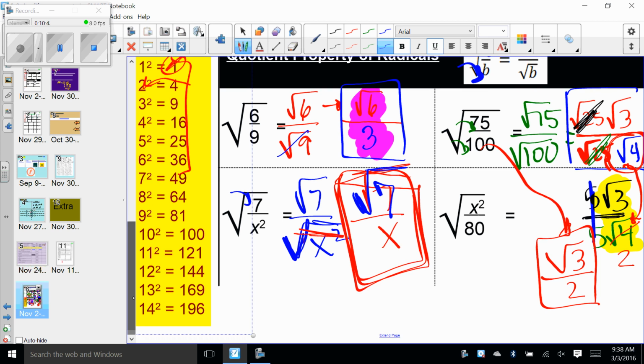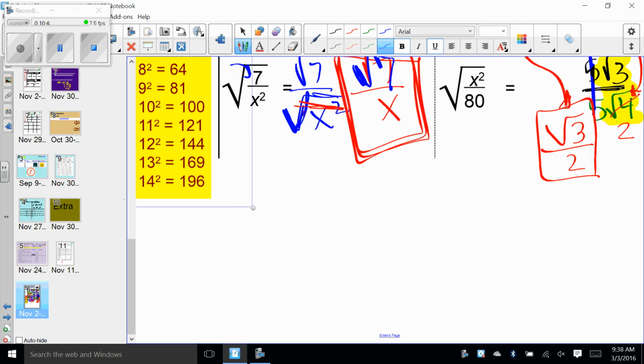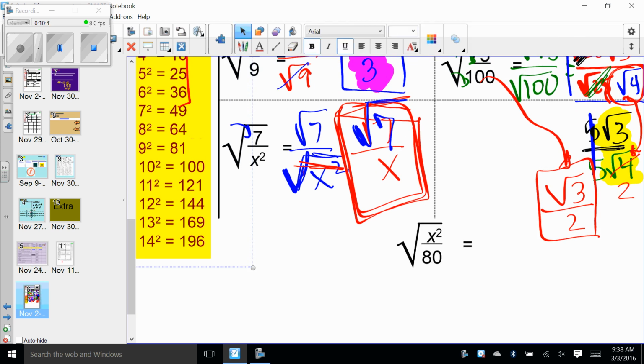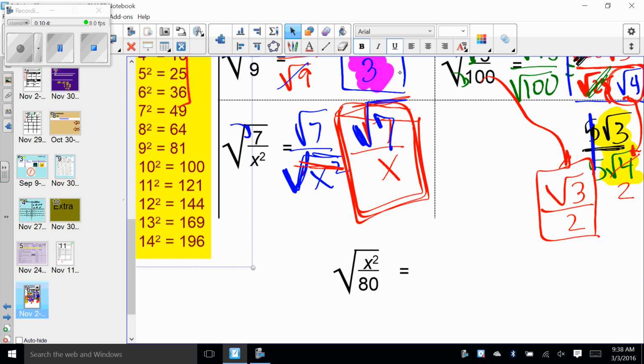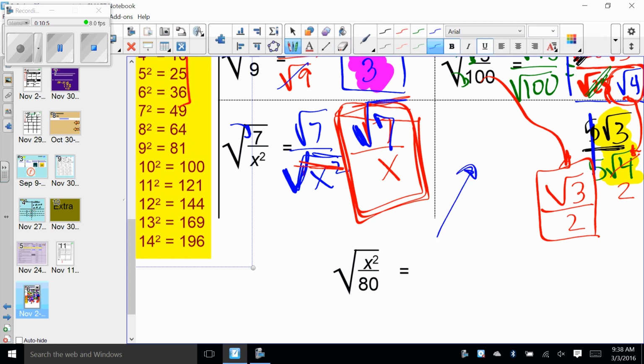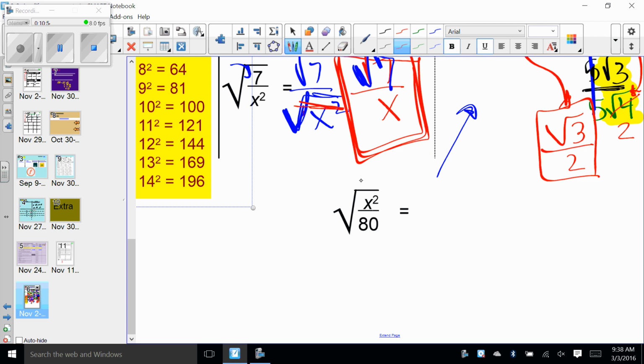All right, and cleaning this last problem up. I'm kind of out of space here, so I'm going to maybe drag this problem down with me. So this is the problem from this box. I just ran out of space. Okay, so we're going to give that square root to the top and give it to the bottom. We get the square root of x squared on top, and we get the square root of 80 on the bottom.